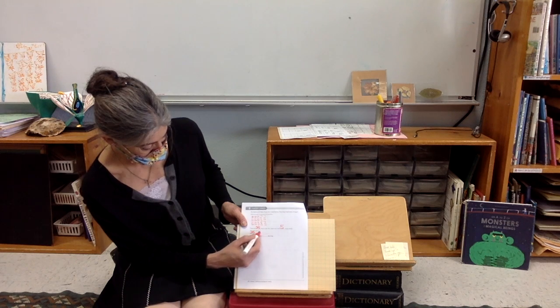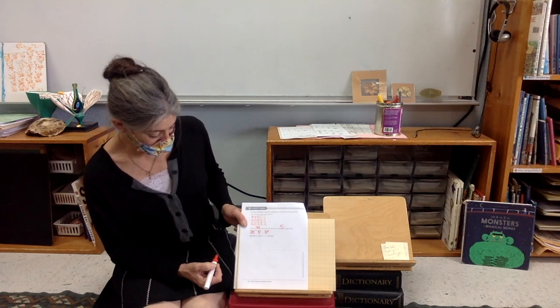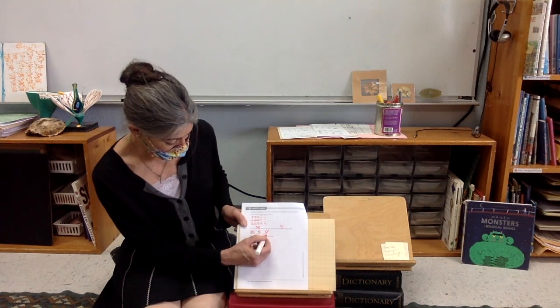Write an equation. 35 divided by 5 equals 7. Good. Each piece of rope is 7.